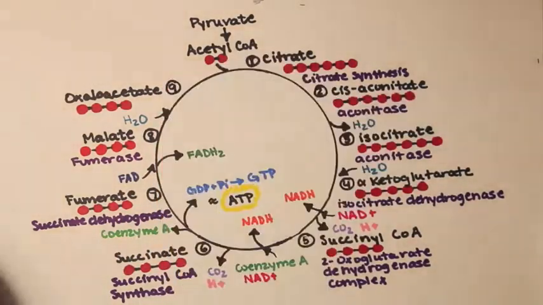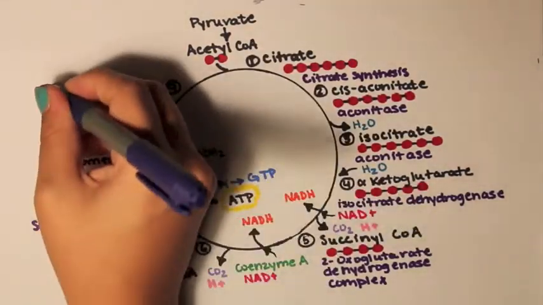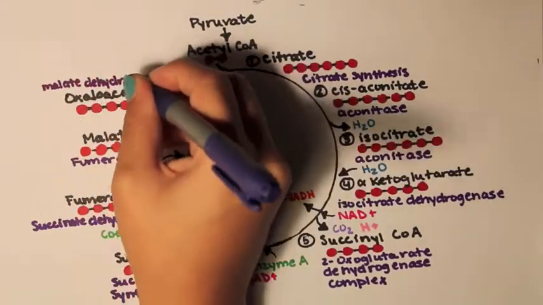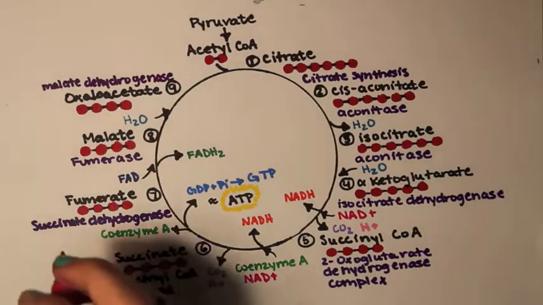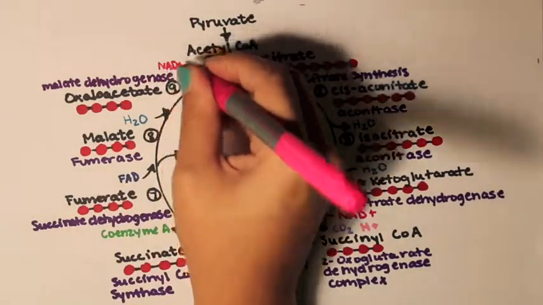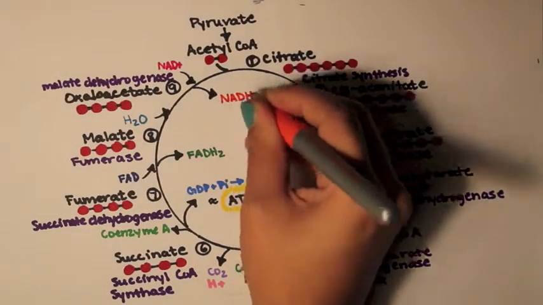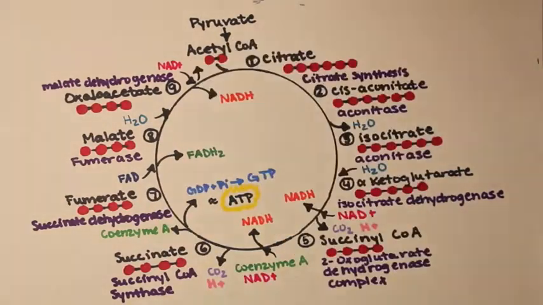In the ninth step, malate is converted back into oxaloacetate by malate dehydrogenase. As I mentioned earlier, oxaloacetate has 4 carbons. NAD+ is used, and NADH is produced, and a hydrogen ion is released. Oxaloacetate is also the same 4-carbon molecule that combines with acetyl-CoA to form citrate, thus completing the cycle.